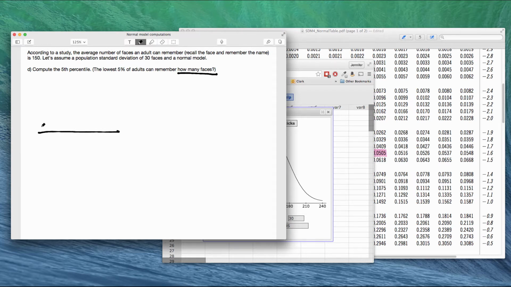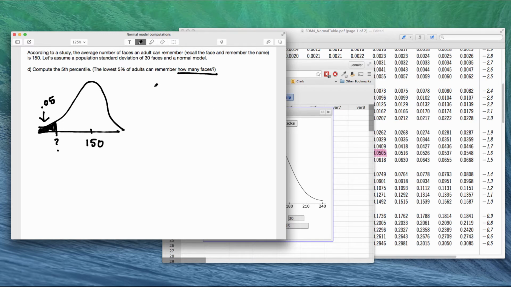I'm going to draw a picture of this lower 5% so we get a visual. There's the mean of 150, and this is our lower 5%. So the question is, where is that? Is it 100 faces? Is it 95 faces? I don't know, but I just know that that area is 0.05, standing for the 5%.